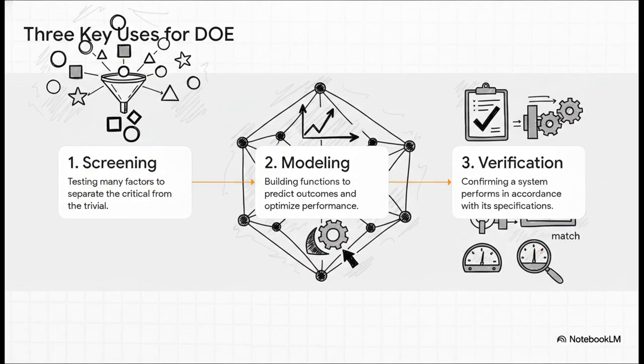You can actually create a mathematical formula, a true recipe for success that can predict the taste score for any combination, letting you find the absolute perfect recipe without endless trial and error. And third, verification. You can prove with data that your final recipe works perfectly every single time.